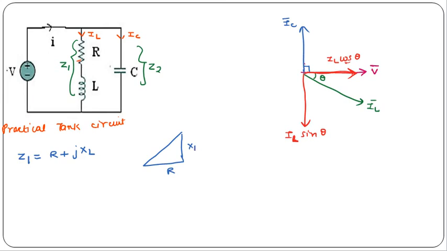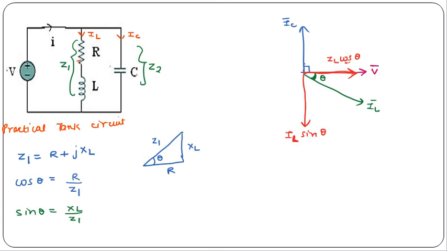This is resistance R, this will be X_L, and this is Z1 and this angle is theta. From here, if we find cos theta, it is given by base by hypotenuse. Base is R and hypotenuse is Z1, so cos theta is R by Z1. Similarly, sin theta is perpendicular by hypotenuse, that is X_L by Z1. So from the impedance triangle we can find the value of theta.